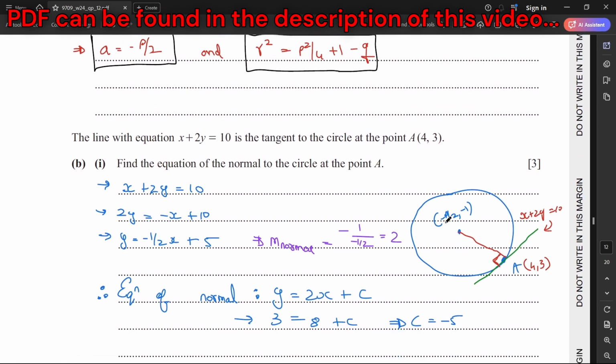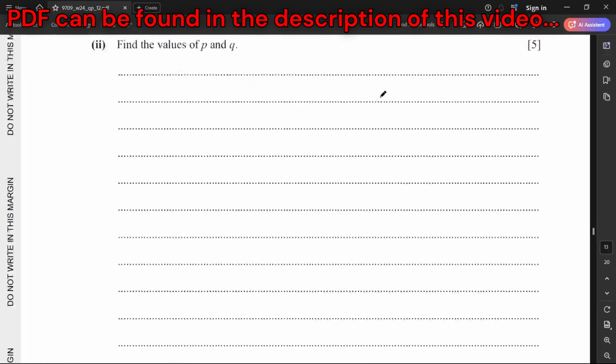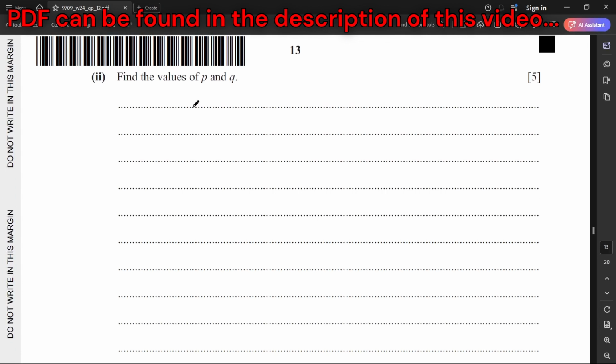Then once I get the value of P, I can also find the radius of this circle by using the distance between two points formula. And once I have the radius, I can square that and equate it to this term. And now that I also have the value of P, I can find the value of Q. So based on this, let me show you how we can solve part 2 of question B.